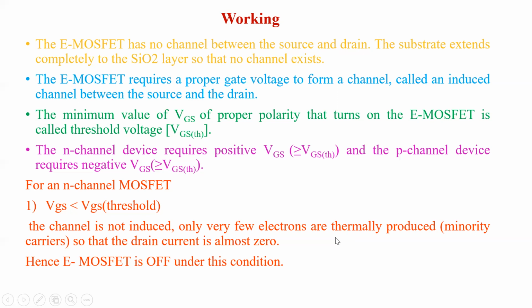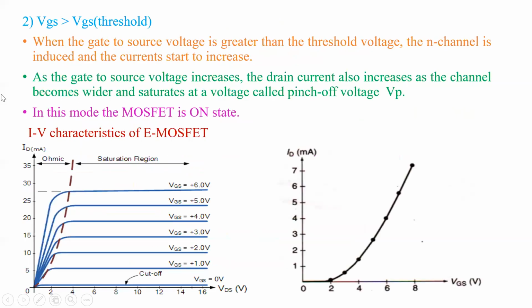Only very few electrons are present by default because of thermal energy, and that doesn't yield any drain current. Hence, the E MOSFET is off under this condition. So when VGS is less than VGS threshold, the MOSFET will be in the off condition. And when we increase the voltage to greater than threshold, that will induce the channel and the current starts to increase with the voltage. As the gate to source voltage increases, the drain current also increases, and the channel becomes wider and saturates at a particular voltage called pinch off voltage.